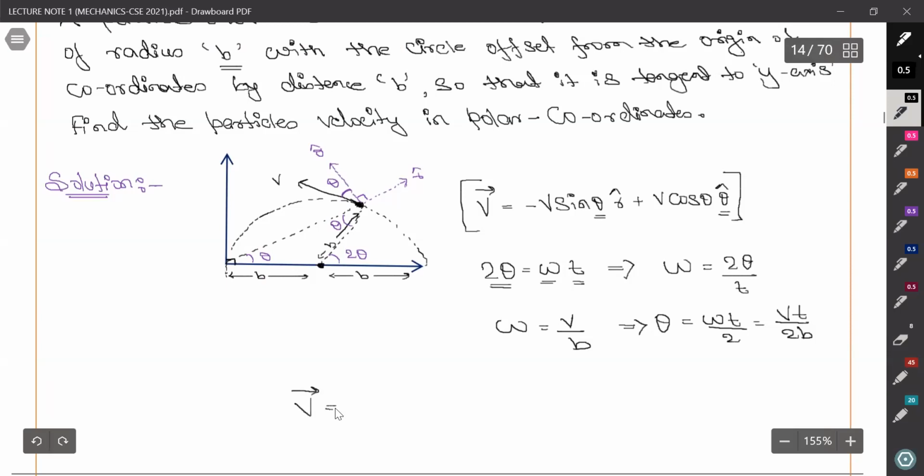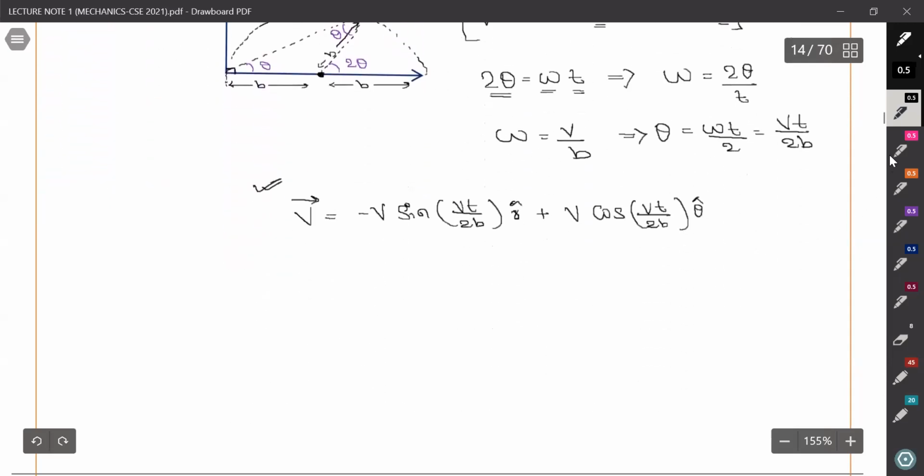So here is our answer: minus v sin theta, where we substitute theta as vt by 2b, r cap plus v cos of vt by 2b theta cap. What I'm trying to tell you is that if you are using the polar coordinate system in curvilinear motion, it will be very easy to find its velocity, acceleration, and position. Okay, let's move to another question.